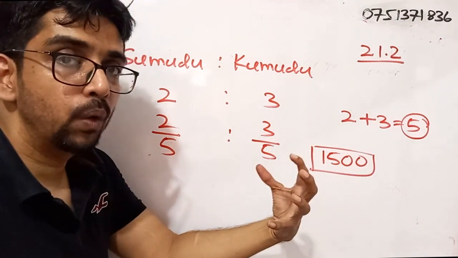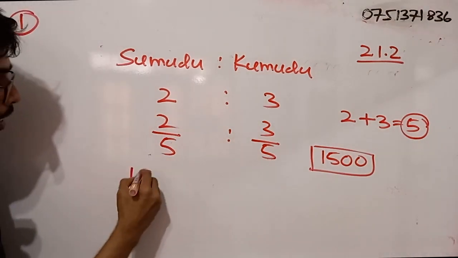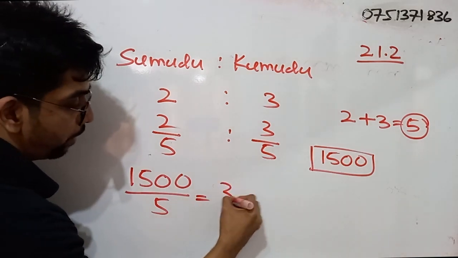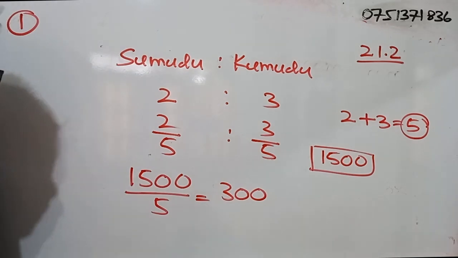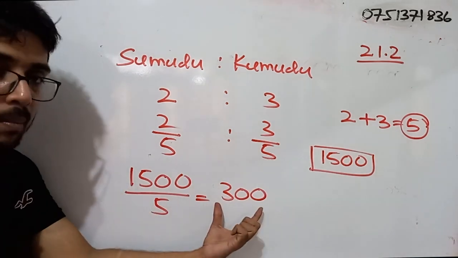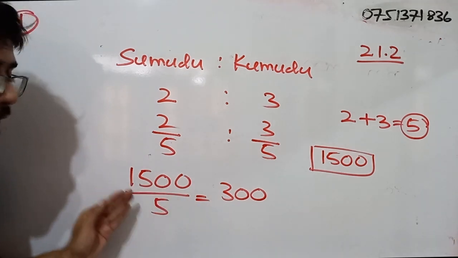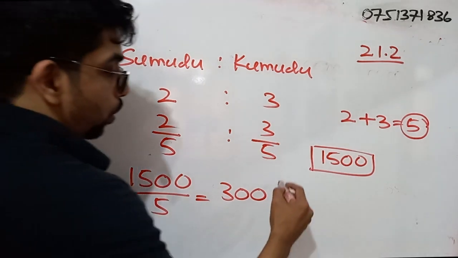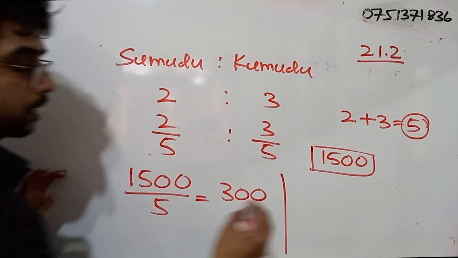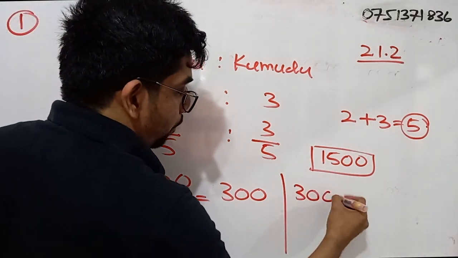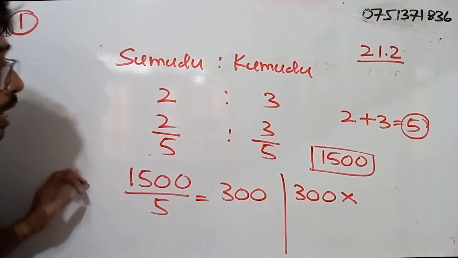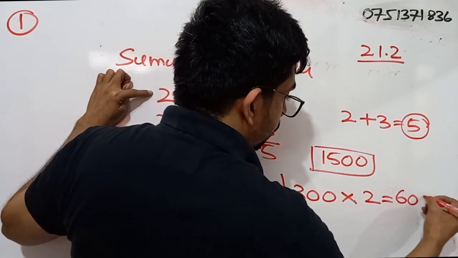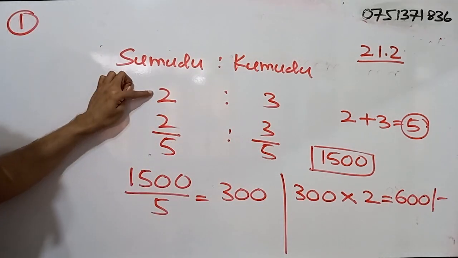That means how do we calculate the value of one part? Simply take 1500 and divide it by 5. So what will be the value? 300 rupees. In this case, these are rupees, no? So this value will be what? Rupees. So this is the value of one part. How many parts is Sumudu getting? 2. So what will be the amount that Sumudu gets? Simply take the value of one part and multiply it by the number of parts, which is what? 2. So 300 into 2, we get 600 rupees.